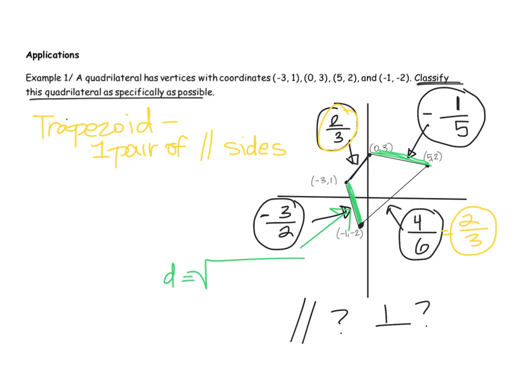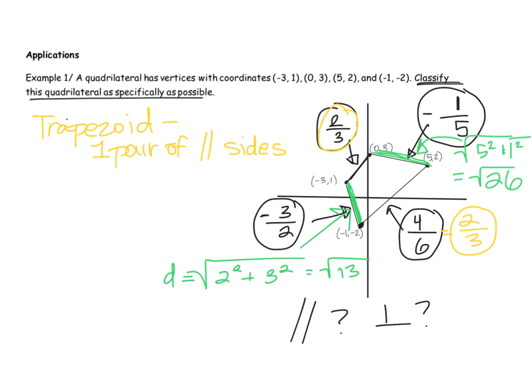the change in y and the change in x squared. So my change in x is from -3 to -1 is 2. My change in y is 3, and that gives me a square root of 4 plus 9 is 13. Over here, the other leg, I have a change in x is from 0 to 5, so that's 5 squared, and my change in y is from 3 to 2, so that's 1 squared, and that gives me a square root of 26.